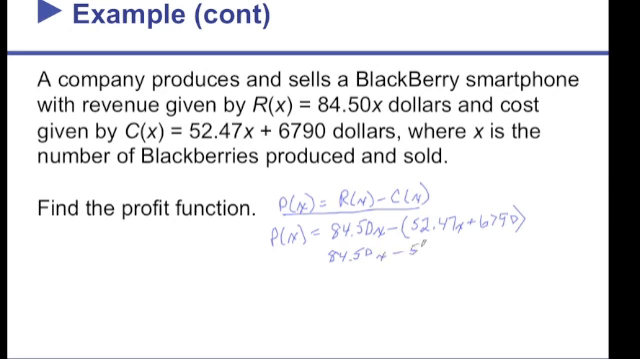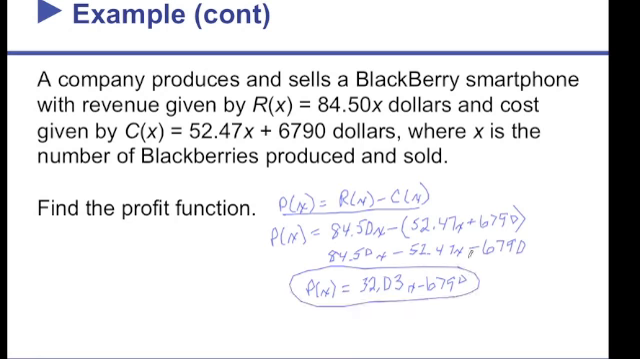Now, when I remove those parentheses, it'll be negative 52.47x minus 6790. So the profit will equal 32.03x minus 6790. This is the profit function.